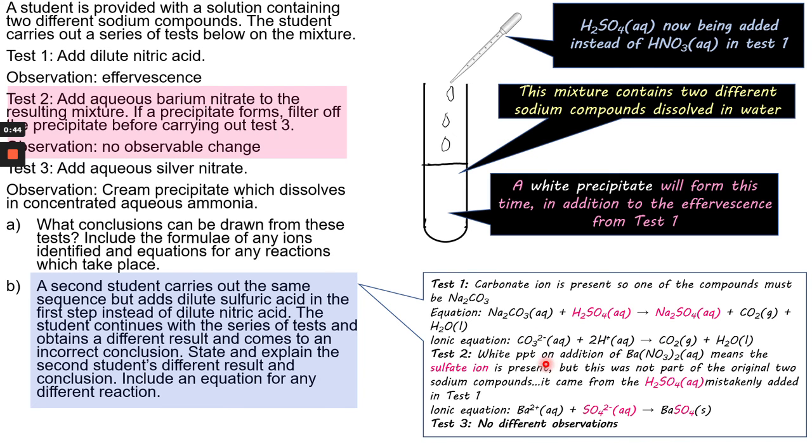In test 2, the white precipitate is due to the reaction of barium 2+ with the sulfate ion to make barium sulfate. In test number 3, you wouldn't get any different observations, so I'm not going to write any new equations. I've already written the equation for what happens in test number 3 when I did my answer to part A.